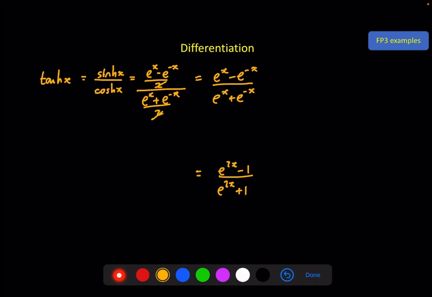And to explain why, let me fill in the middle step here. If you factorize e to the minus x out of both the numerator and the denominator, factorizing it out of the numerator, obviously you get the minus 1 here. Factorizing it out of e to the x gives you e to the 2x. And the same on the bottom. You've got the plus 1 here, that's obvious, but factorizing it out of the first term gives you an e to the 2x here. And then of course these two cancel.